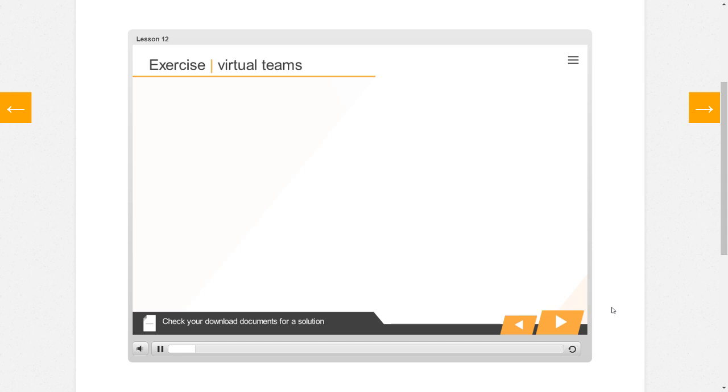Time to take a break and do a quick exercise. Plan to spend 10 minutes on this exercise, and don't forget to check out our suggested solution.